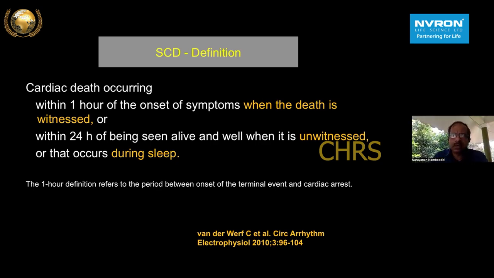Sudden cardiac death has variable definitions, but broadly it can be defined as a cardiac death within 1 hour of onset of symptoms when the death is witnessed, or within 24 hours of being seen alive and well when it is unwitnessed or occurs during sleep. So this 1 hour definition refers to the period between onset and terminal event, cardiac arrest.